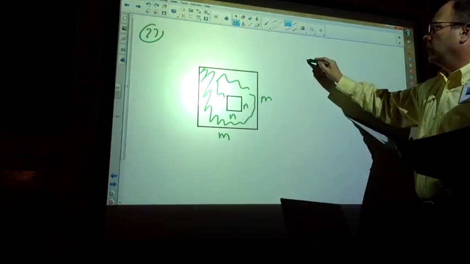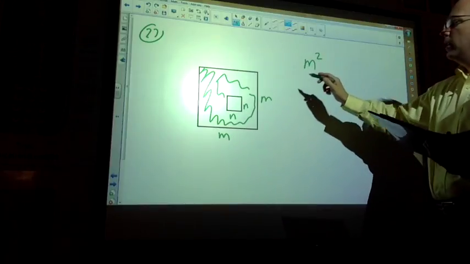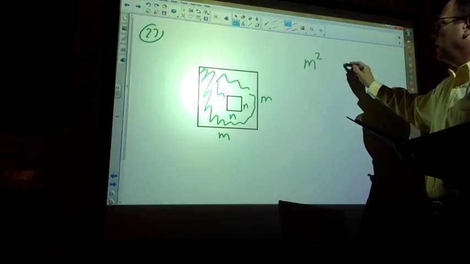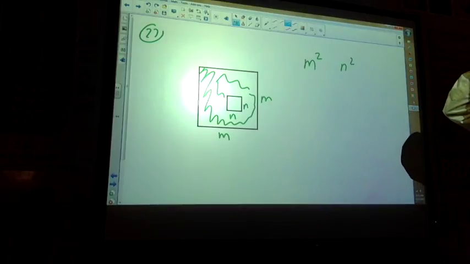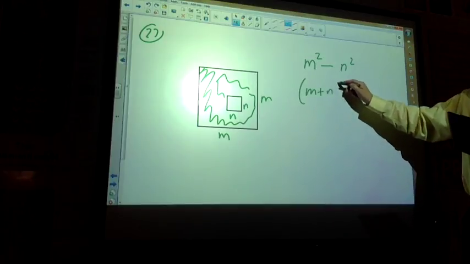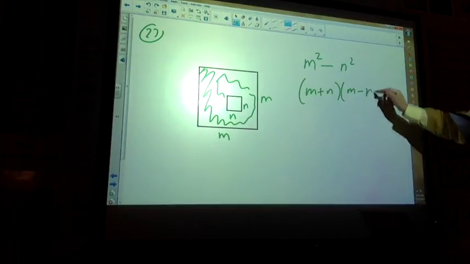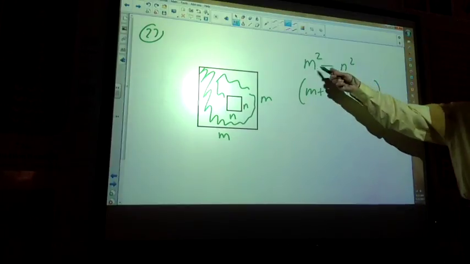If I found the area of the big square, that's M squared. If I found the area of the small square, that'd be N squared. How would I decipher that? Subtract, done. So then that breaks down to M plus N and M minus N, because this is a difference of two squares.